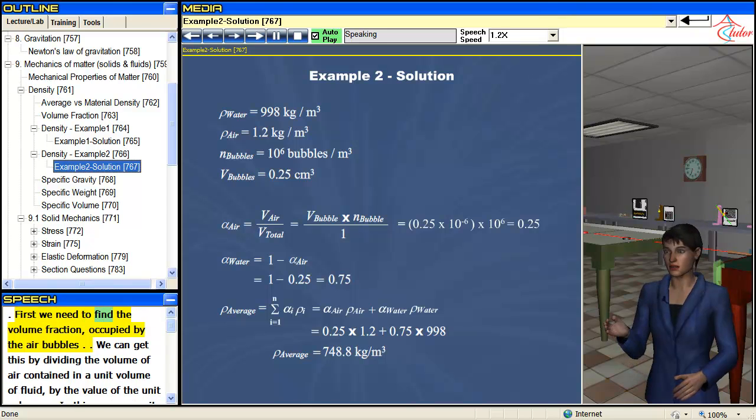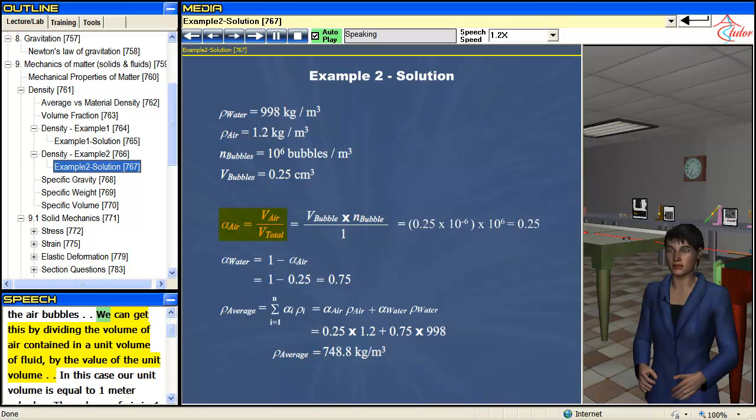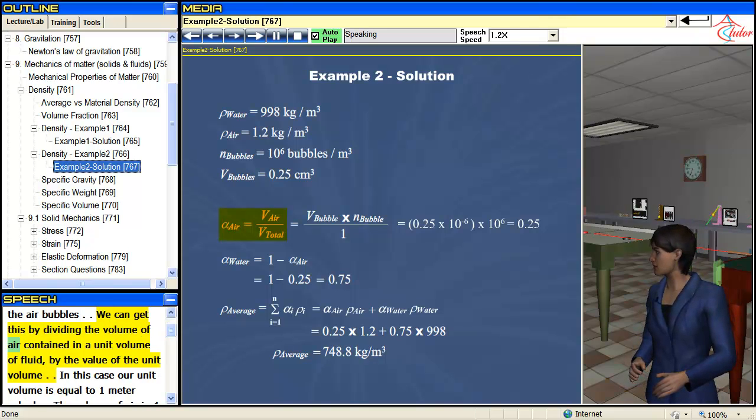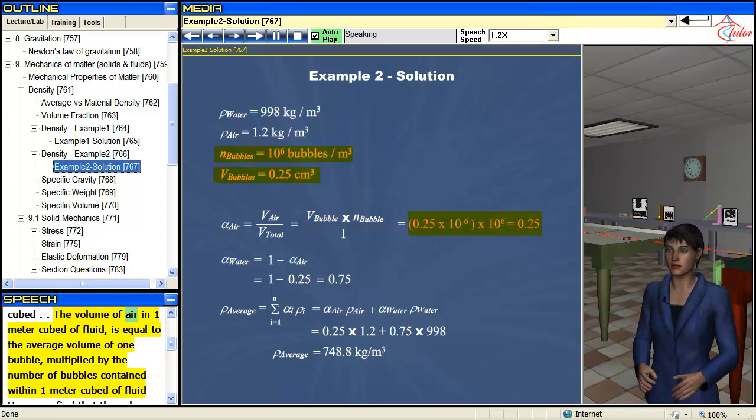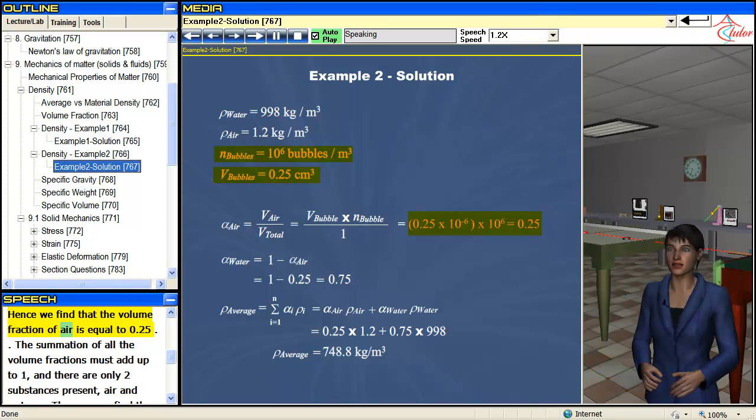First we need to find the volume fraction occupied by the air bubbles. We can get this by dividing the volume of air contained in a unit volume of fluid, by the value of the unit volume. In this case our unit volume is equal to 1 meter cube. The volume of air in 1 meter cube of fluid is equal to the average volume of one bubble, multiplied by the number of bubbles contained within 1 meter cube of fluid. Hence we find that the volume fraction of air is equal to 0.25.